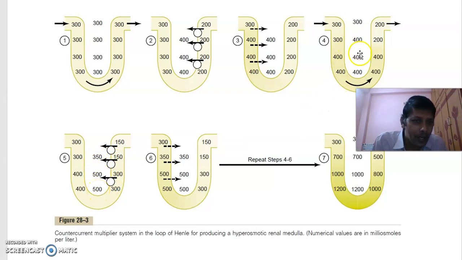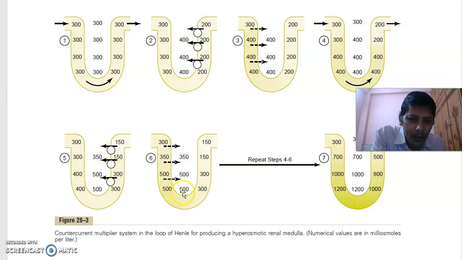Here earlier it was 400. And why has it come now? NaCl is coming. Why is NaCl coming? Here high osmolarity fluid has entered. It consists of NaCl. NaCl channels opened. NaCl came outside. Okay, right.